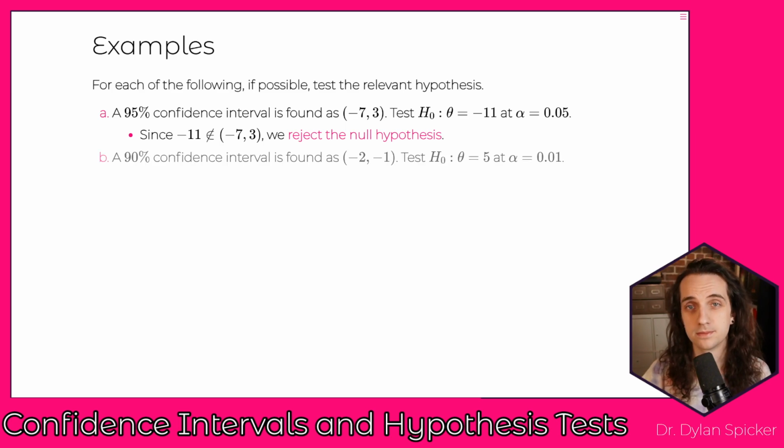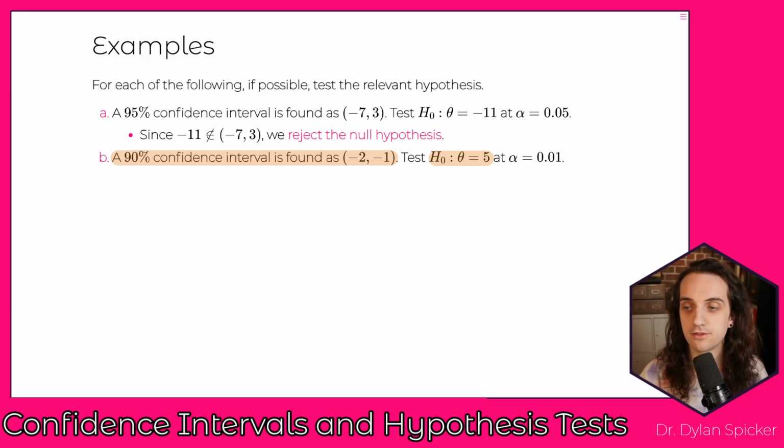Let's take a look at our next example here. So we have this time a 90% confidence interval. It's found to be -2 up to -1. We want to test, is the parameter equal to 5 at the 1% level of significance? Okay, so what could we actually learn from this confidence interval, right? So the idea is that, well, if we're testing this null hypothesis, right, we know that 5 is not in this interval.